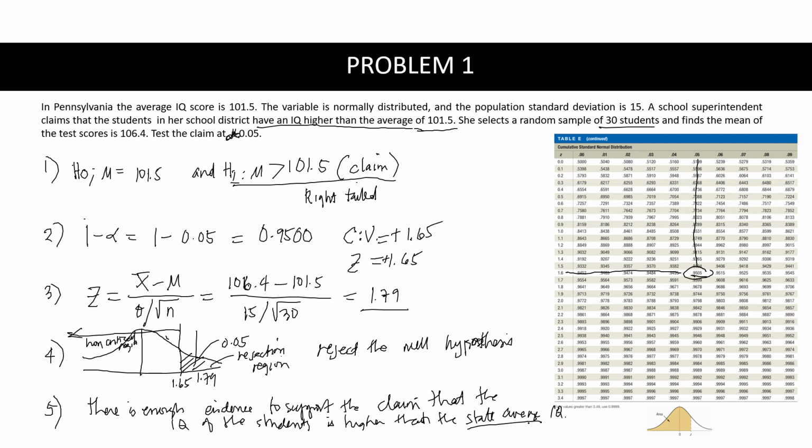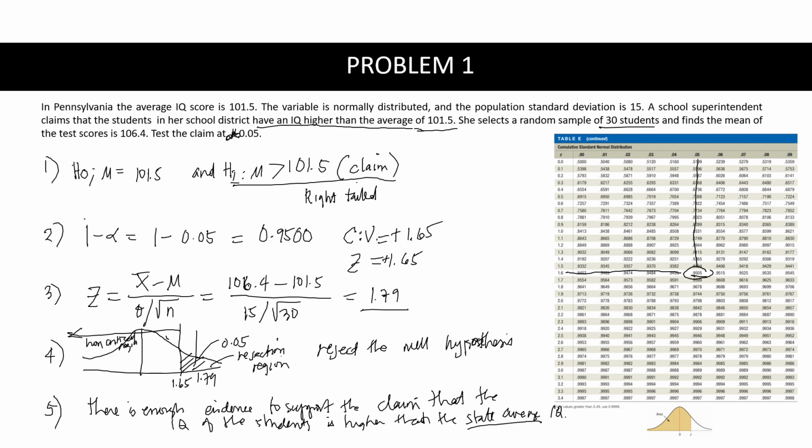That is the state average IQ of Pennsylvania, and their students' is higher. So therefore, we reject the null hypothesis. There is enough evidence to support the claim that the IQ of the students is higher than the state average IQ. So in this problem, we can say that the difference is said to be statistically significant.